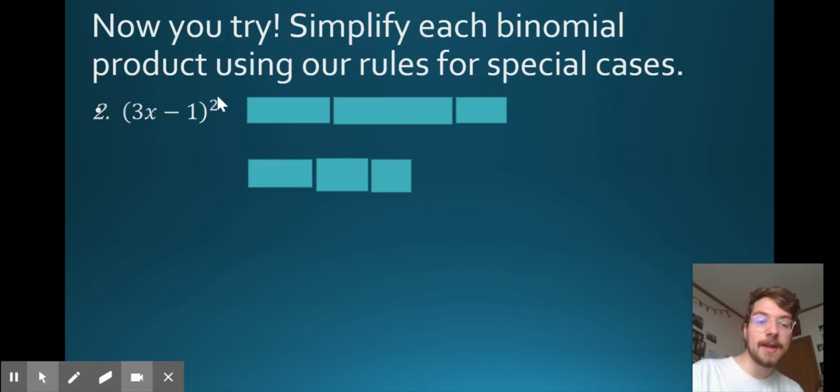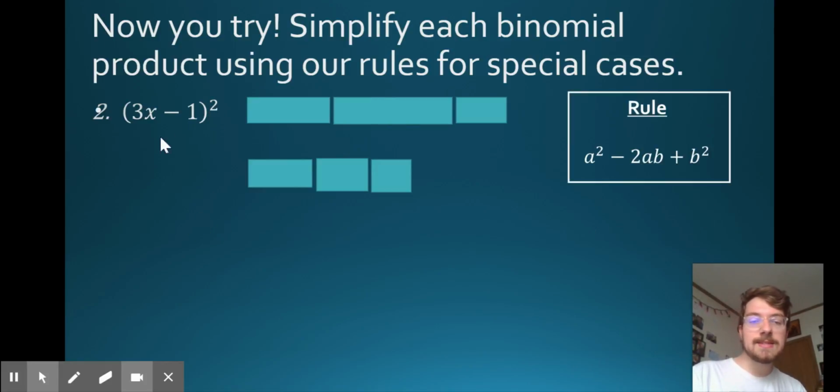I've got a square here, so I know it's got to be the square binomial rule. And in this case, I've got a minus, so it's got to be a squared minus 2ab plus b squared. That's pretty much it. So 3x is my a term, so we've got to square that first off. So I've got 3x, that whole thing squared.